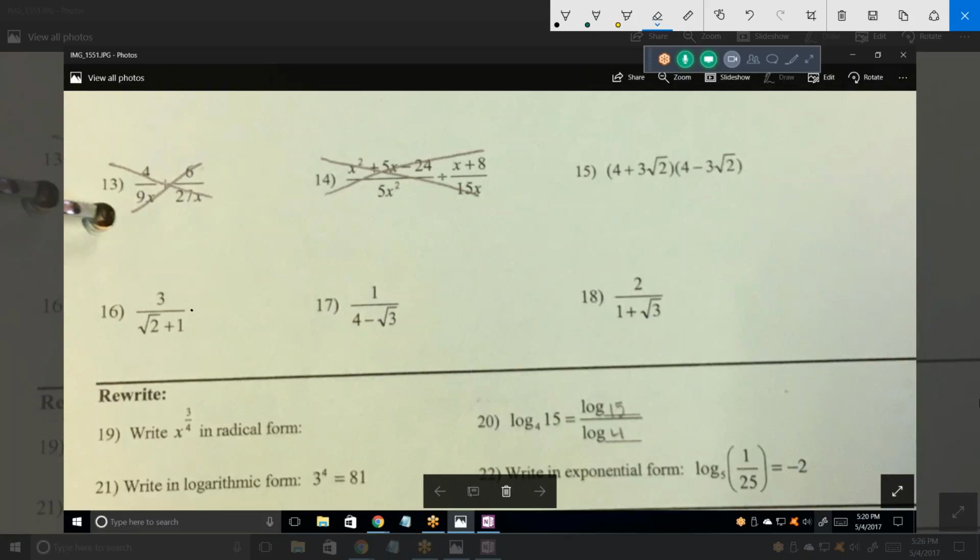Oh, we got another funny denominator. What are we going to do? Multiply it by 1, not over 1, 3 over 4 minus root 3. What is the conjugate of 4 minus root 3? It's 4 plus root 3. Conjugates are easy.